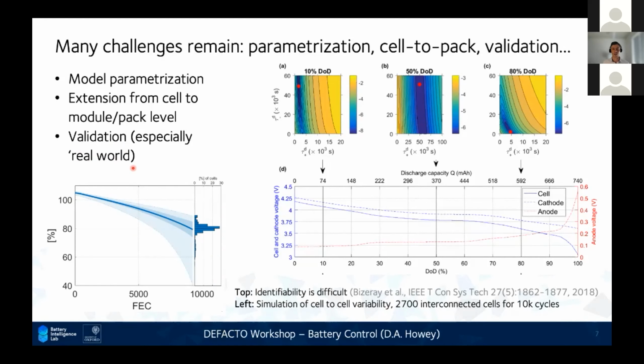Often we don't have controlled charge-discharge cycles. So it's very difficult to know whether your estimator is actually correct or not.